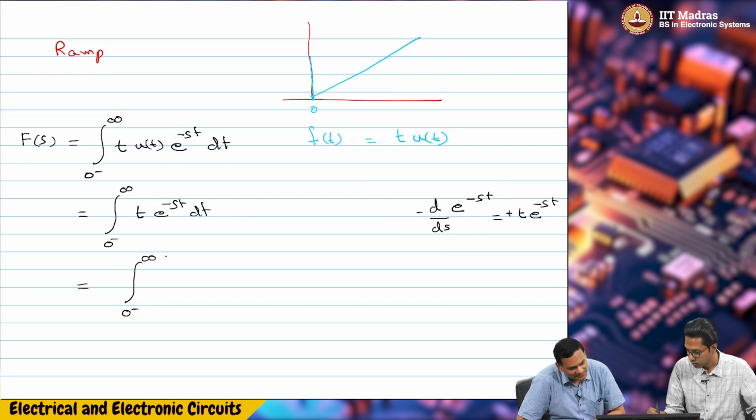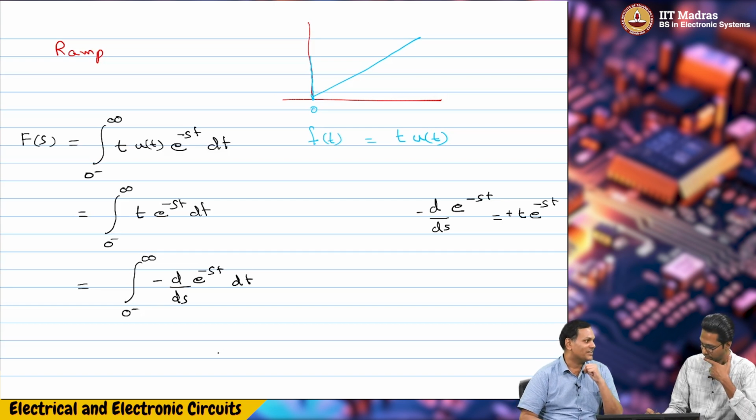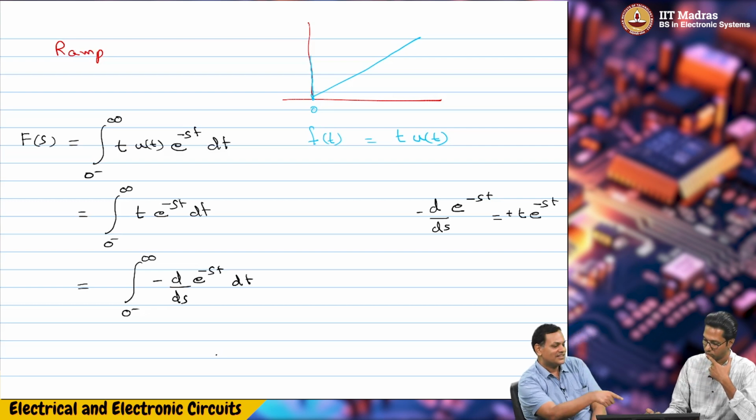So 0 to infinity minus d by ds of e power minus st dt. Now I see it is going to make your life a lot easier. I remember a mathematical property: if there is a function of two variables and you are taking the derivative with respect to one variable and integrating with respect to the other, you can interchange the integration and differentiation. So I can integrate first and then differentiate, or vice versa.